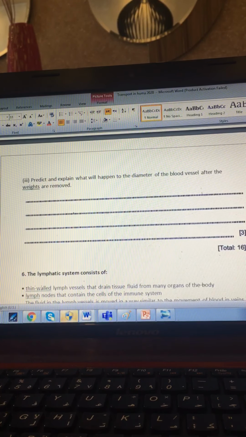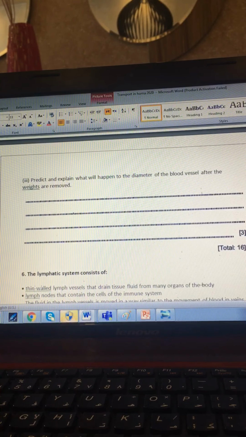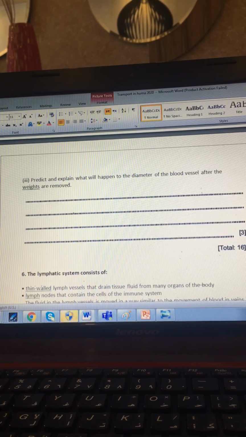Predict and explain what will happen to the diameter of the blood vessel after the weights are removed. Predict, so something that you should know. Since it is an artery, it has thick elastic muscle, it can recoil. So it can go back to the original size or shape because it can contract and recoil, because of having a thick wall that withstands high blood pressure.